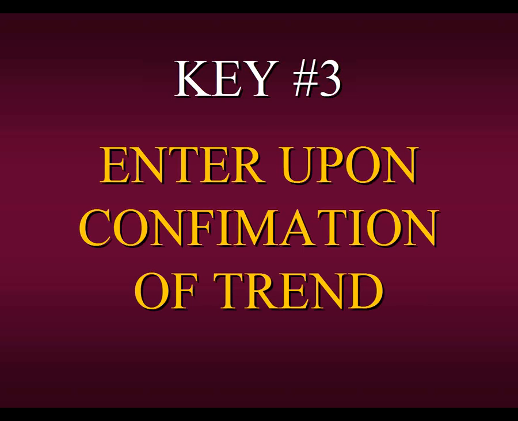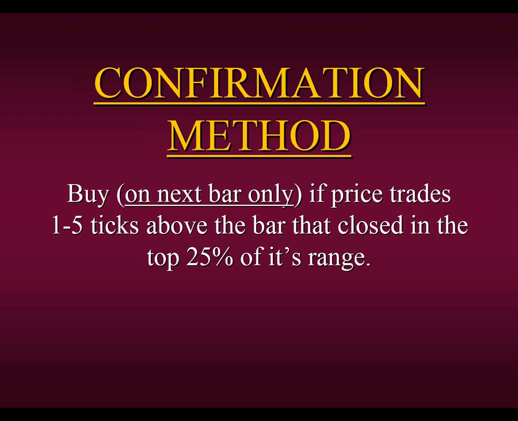Now we go to an entry method, key number 3, which is enter upon confirmation of trend. Well, what does that mean, confirmation of trend? Well, it's our confirmation method, which simply states to buy on the next bar only if price trades 1 to 5 ticks above the bar that closed in the top 25% of its range. Okay, so if we see a bar that closes in the top 25% and we're above the buy-sell line, the 50-period simple moving average, we want to go long on the next bar only if we trade above that bar 1 to 5 ticks, your discretion, on the very next bar.